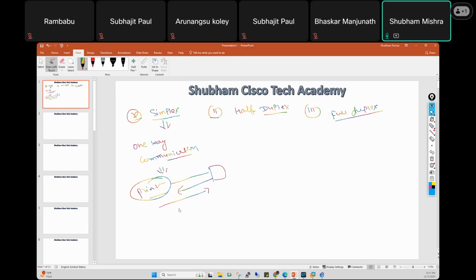So that is called one-way communication, guys. It means this is the sender, this is the receiver. Only this PC is sending things to the printer, and the printer is giving you the output. The printer is not giving you back anything, any data, I mean. So that is called one-way communication, and that is called simplex communication.